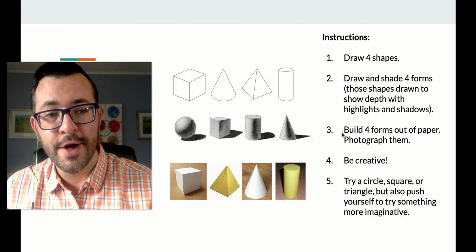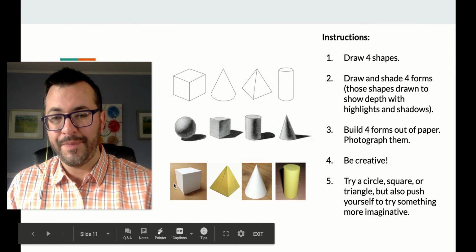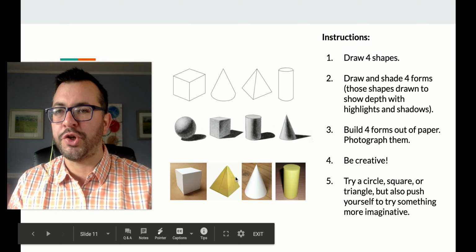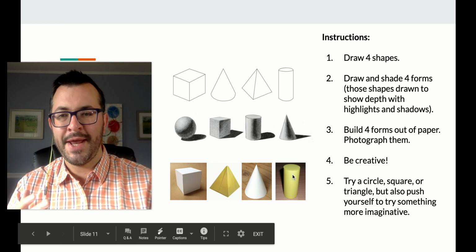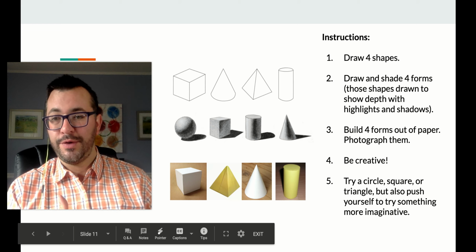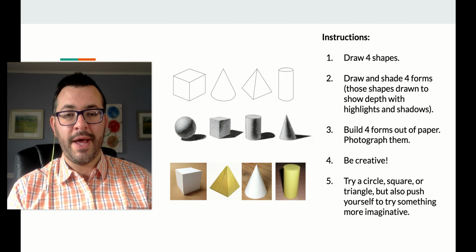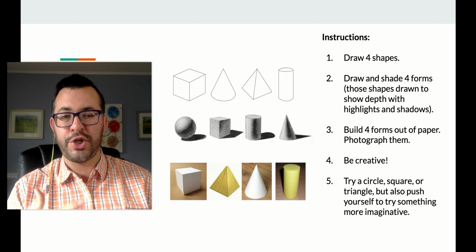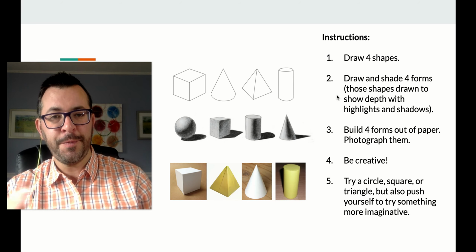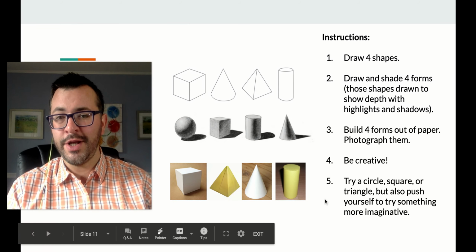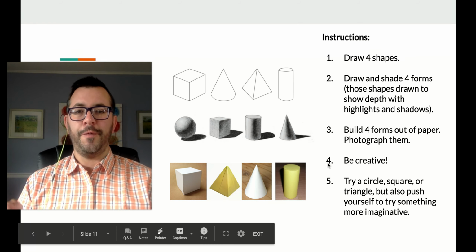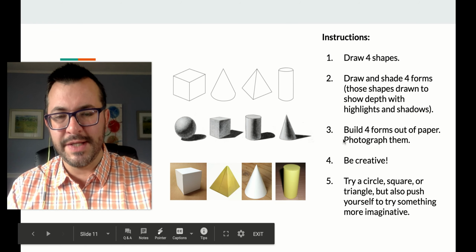And then you're going to build 4 forms out of paper and photograph them. So like we have down here, there's the cube and the pyramid that I showed you the pattern for, then a cone and a cylinder. So be creative. You can do the simple shapes and forms if you want, but I really encourage you to really try and push yourself. Try something a little bit more imaginative. Maybe the 4th one that you do is something a little bit different, just to see how well you do. Challenge yourself. So if you need help with any of these, please let me know.